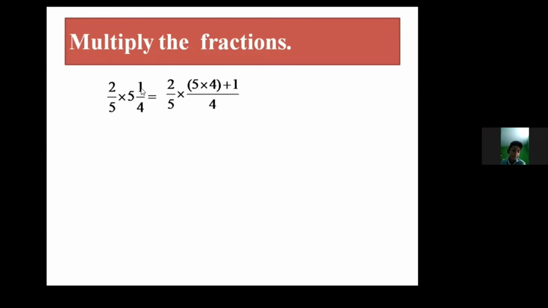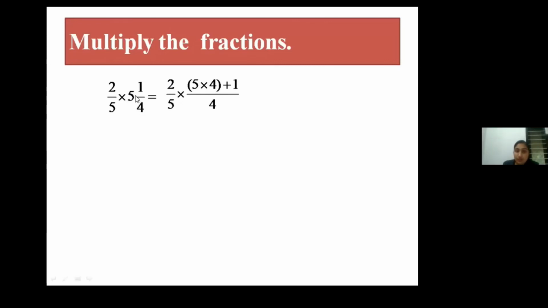This 5 1 by 4 is a mixed fraction. We have to convert this mixed fraction into improper fraction. For that we have one formula, that is whole number into denominator plus numerator by denominator. So here the whole number is 5. Numerator of the proper fraction is 1. Denominator is 4. So 5 into 4.